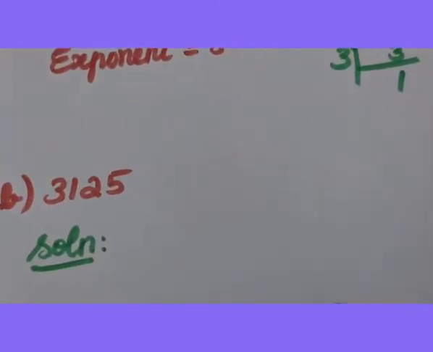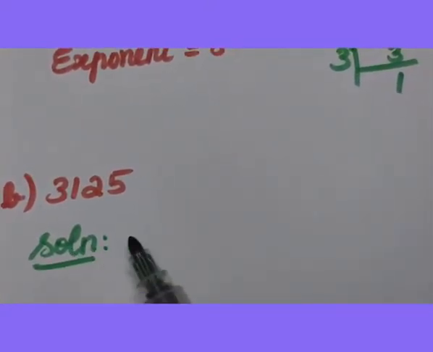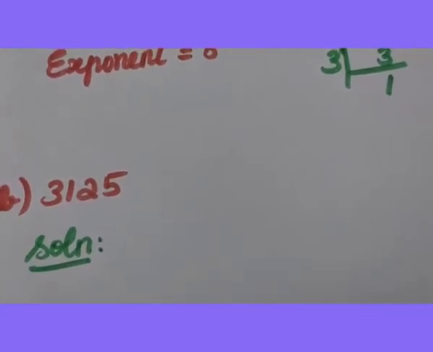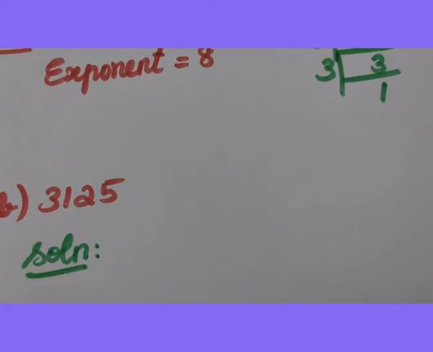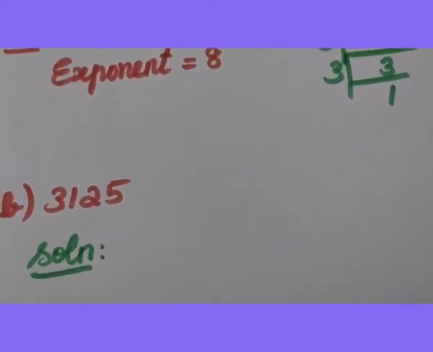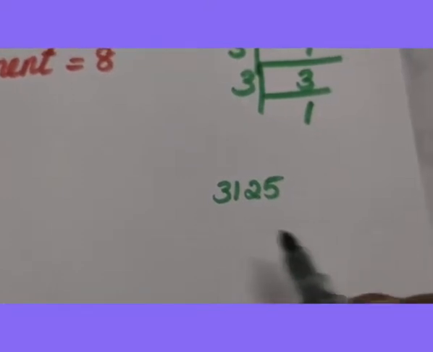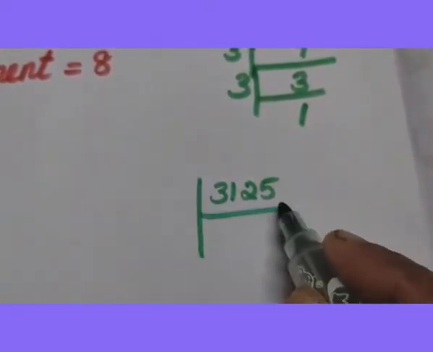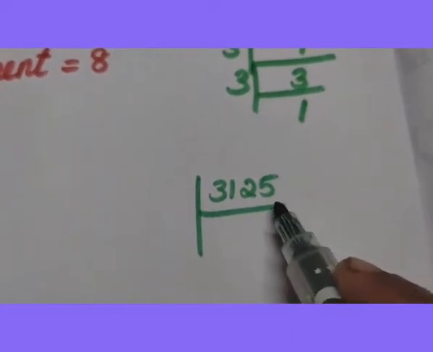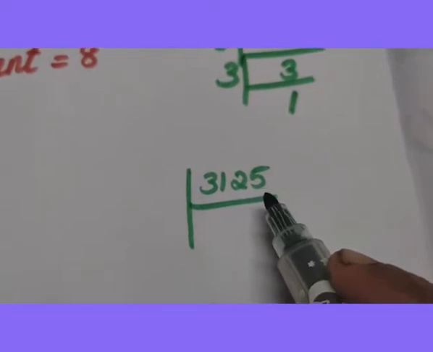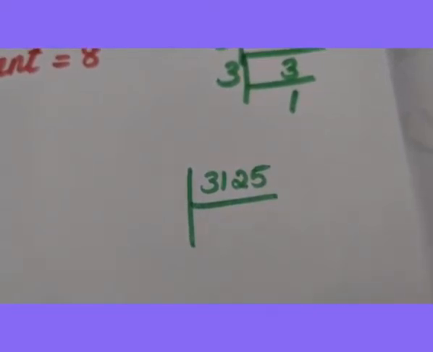Look at the next example, children. 3125. Okay, first we have to factorize this. Then only we can write in exponential form. Later we have to identify the base and the exponent. Okay. 3125, we have to factorize using prime factors. Okay. See, 5 is in the 1's place, so it's an odd number. So it's not divisible by the first prime number 2, is it not?